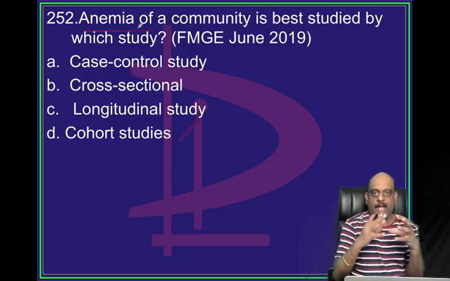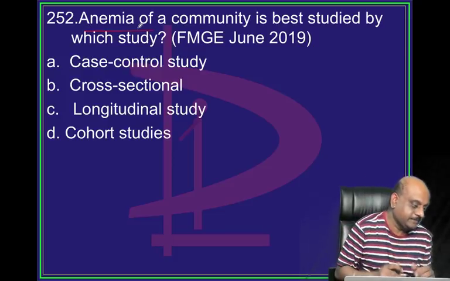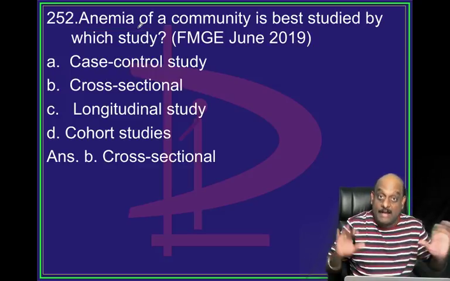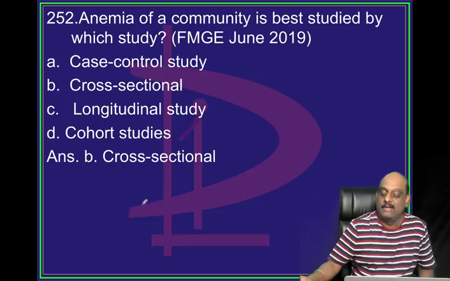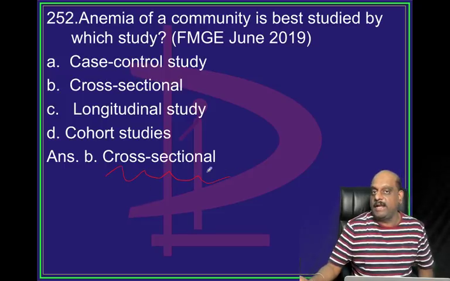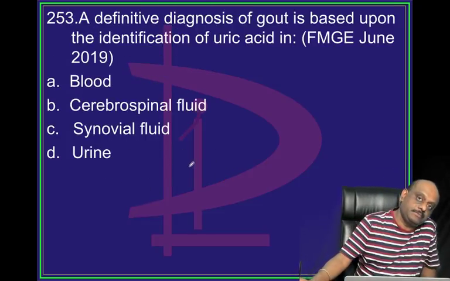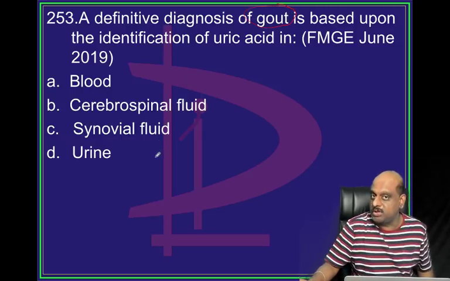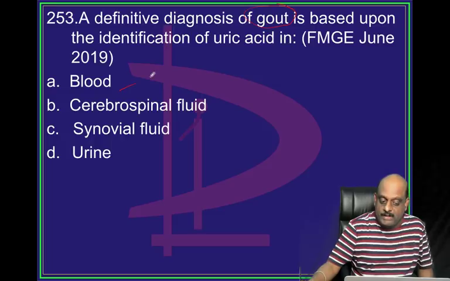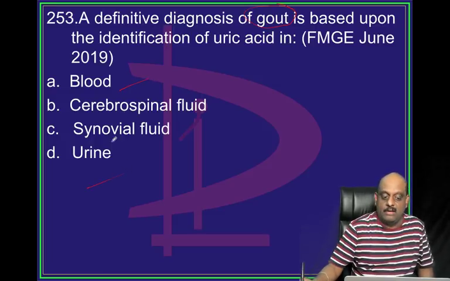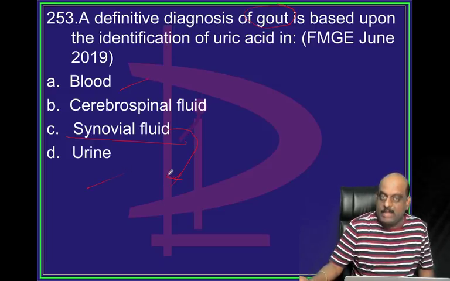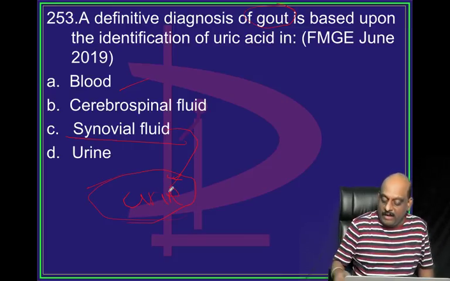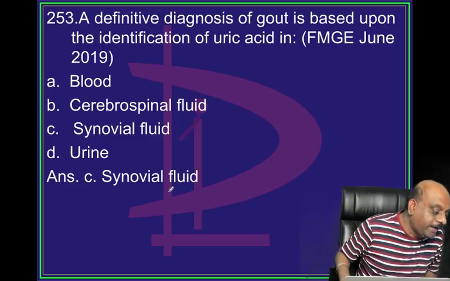Anemia of a community, you want to study. What is the best way to study anemia, doctor, in a community? Prevalence of it. It is the cross-sectional study is what you need to remember. How do you make out the gout? More than the blood, more than the urine, it is the synovial fluid in which the urate crystal concentration is very much diagnostic is what you need to remember.